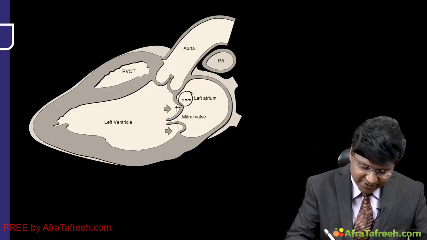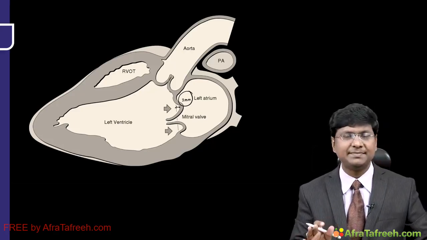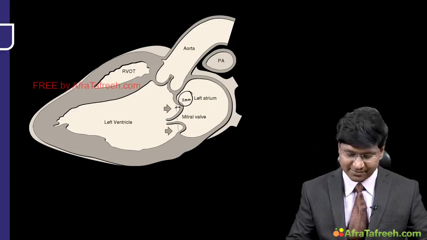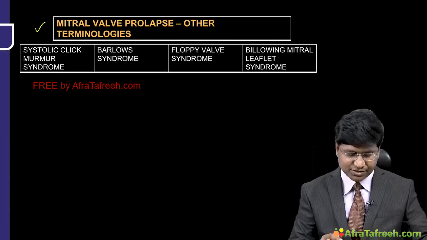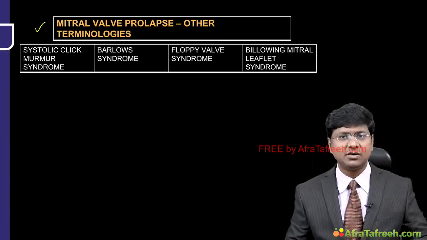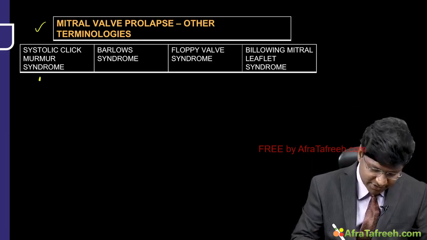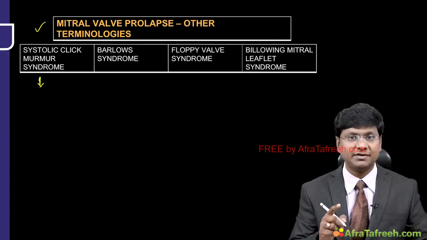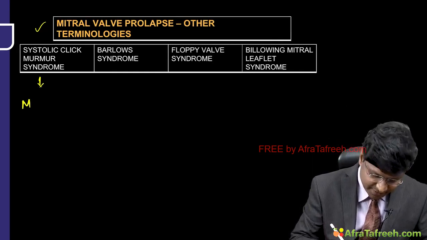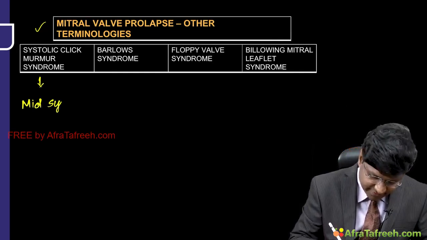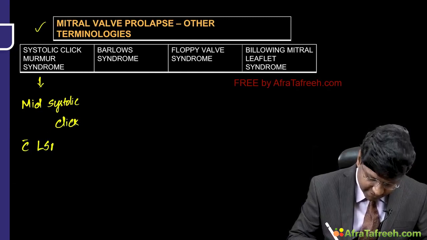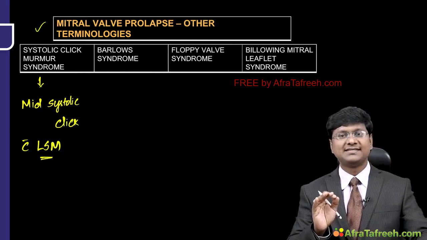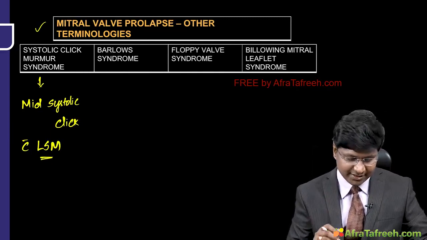This mitral valve prolapse has been given multiple names, multiple terminologies. What are those? Number one, it is the systolic click murmur syndrome. Why is it called systolic click murmur syndrome? Because, as we were just discussing, the very important auscultatory finding is that these individuals will have the presence of a mid-systolic click with late systolic murmur. This is the reason why it is called systolic click murmur syndrome.